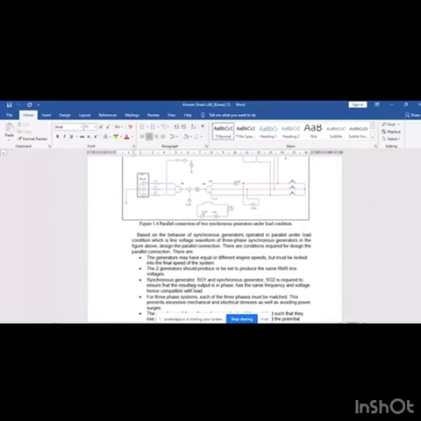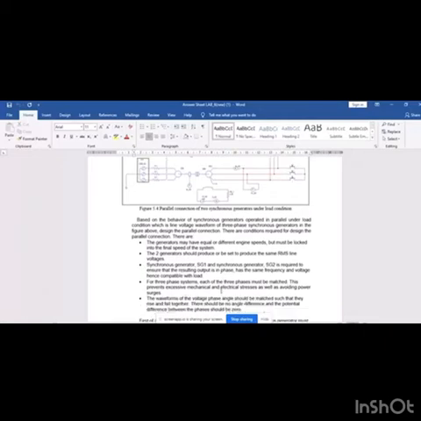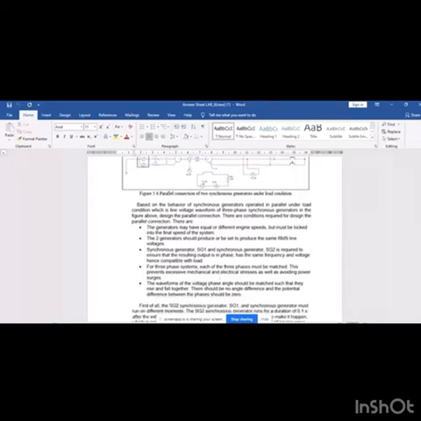Second, synchronous generators SG1 and SG2 are required to ensure the resulting output is in phase with the same frequency and voltage. Third, the 3-phase must be matched to prevent excessive mechanical and electrical stress and to avoid power surge. Lastly, the waveform of the line voltage should be the same, such that they rise and fall together. There should be no angle difference, and the potential difference between the phases should be zero.